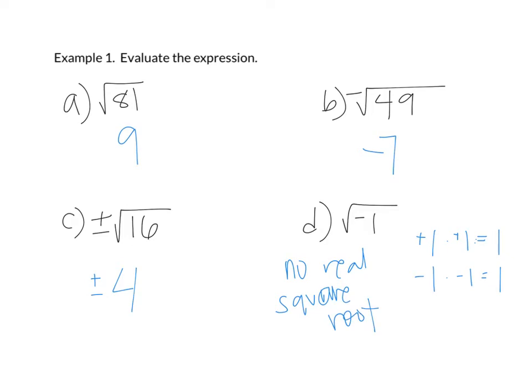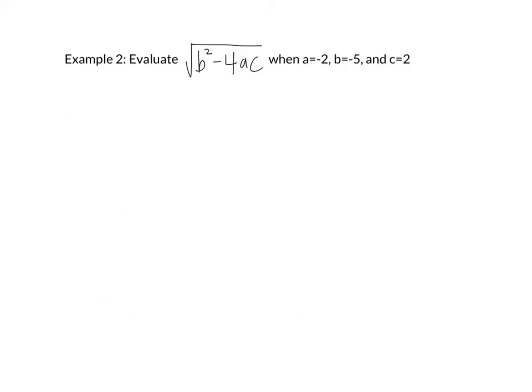Okay, moving on. Example 2. Evaluate the square root of b squared minus 4ac when a is equal to negative 2, b is equal to negative 5, and c equals 2. So for this one, we're pulling into mind some of our concepts from earlier in algebra. One would be substitution, where my first step would be to substitute all my variables in, their values in for the variables. And the second step would be to follow PEMDAS to evaluate the expression.